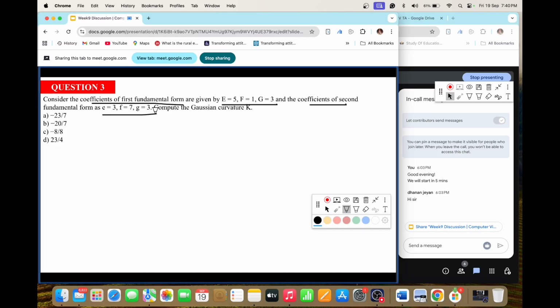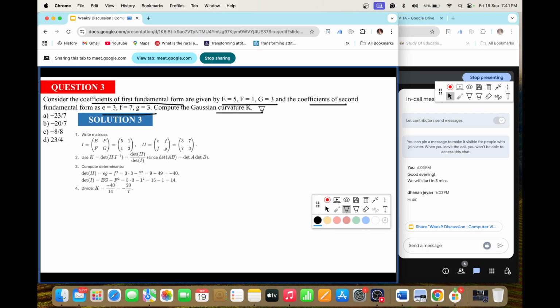Okay, so what we can do is just form the linear map. After forming the linear map, we find the eigenvalues, and the Gaussian curvature is the multiplication of the eigenvalues, which is nothing but the determinant of the linear map. So just find the linear map and its determinant, then we can compute the Gaussian curvature. Otherwise, you just go with this method.